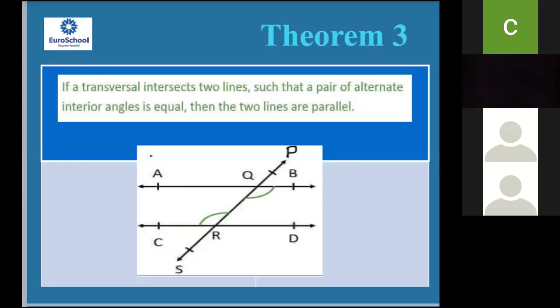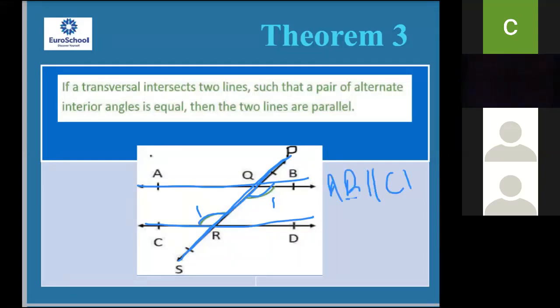So in this example, PS acts as a transversal. And it is mentioned that these two alternate angles are equal. I'll number it as 1 and 1. So when a transversal intersects two lines and the alternate interior angles are equal, then what are the lines here? AB and CD are said to be parallel. Is it clear, children? Yes, ma'am.